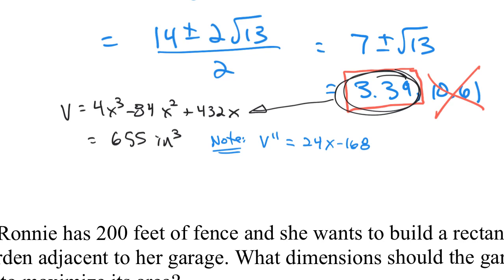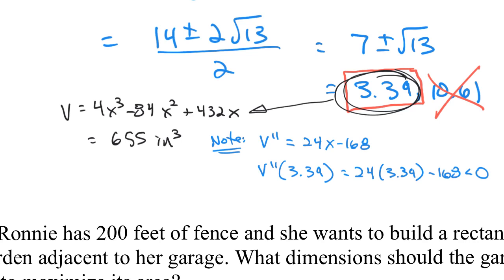So if we take the second derivative and plug in 3.39, 24 times 3.39, you don't even have to plug it in. Just think about if we plug in 4, 24 times 4 is going to be smaller than 168, right? So definitely when we plug this in, we are going to get a number that's negative. So if I plug 3.39 into the second derivative, I'm definitely getting a negative number.